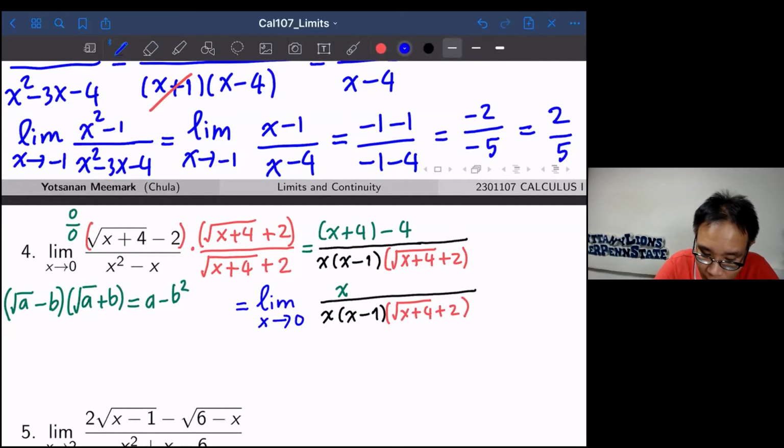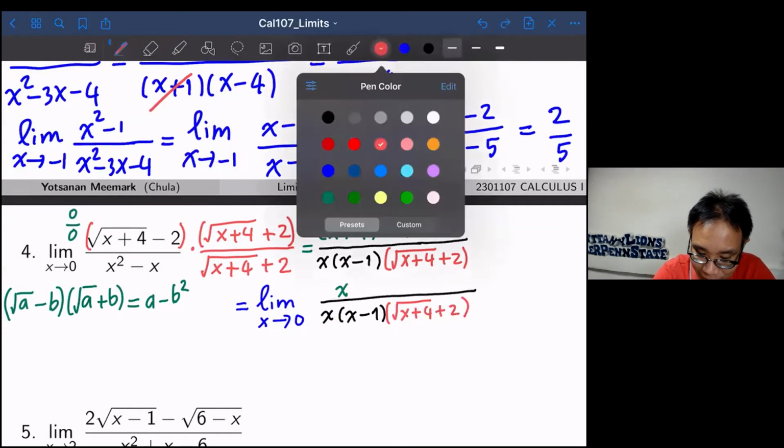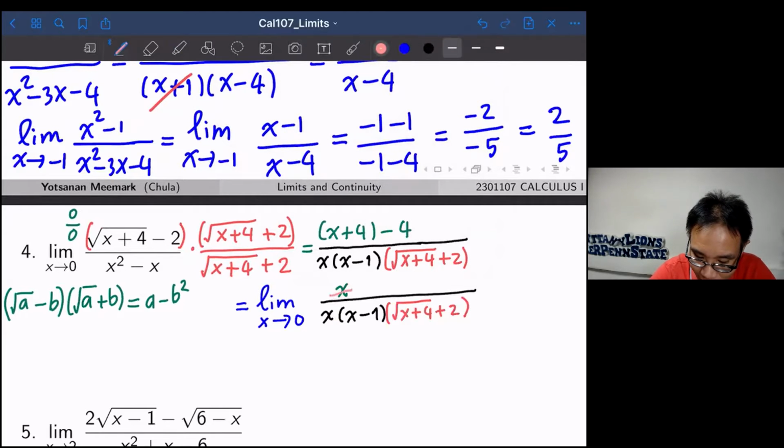And you see that this guy and this x, get rid of them. So we get rid of x and x here. Let me use another color in order to make this cancellation. So I get rid of both x here, and now you'll be able to plug in the value.